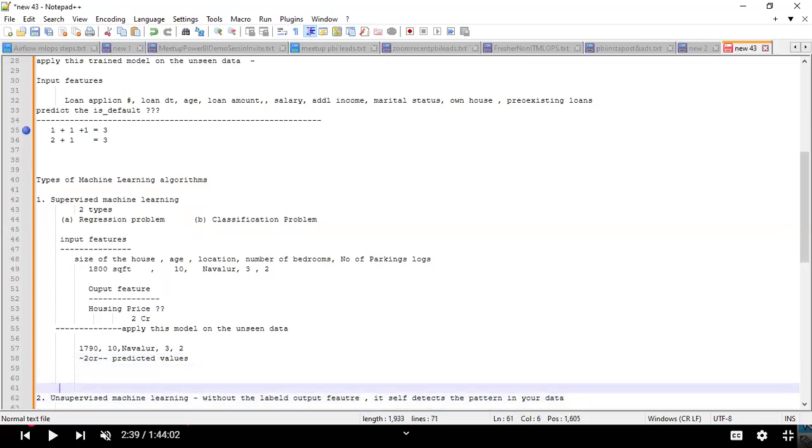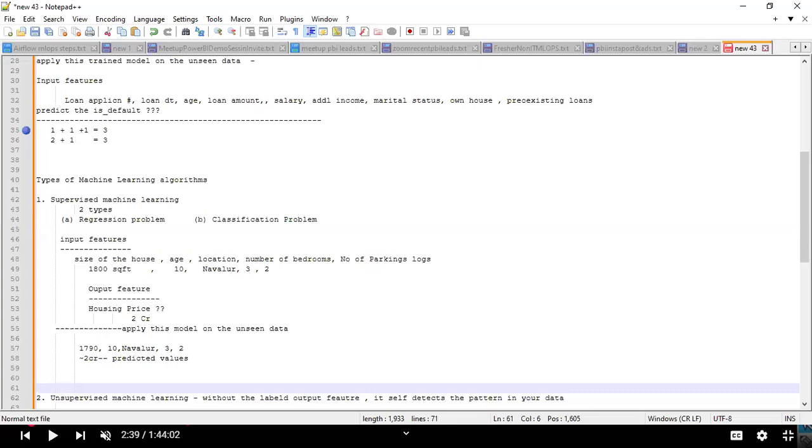Similarly, stock price also, right? If you want to do forecasting, what you do is you train your model with the past data, and then when you apply the trained model on the unseen data, it gives you the forecasted stock price values for different tickers.